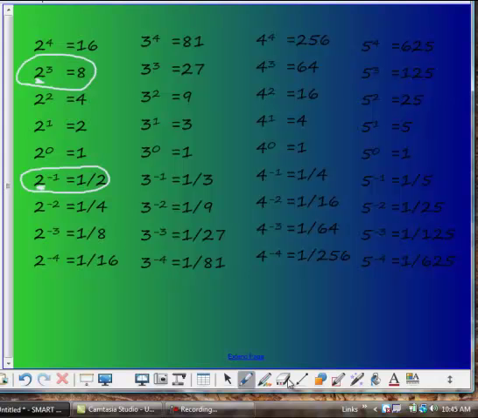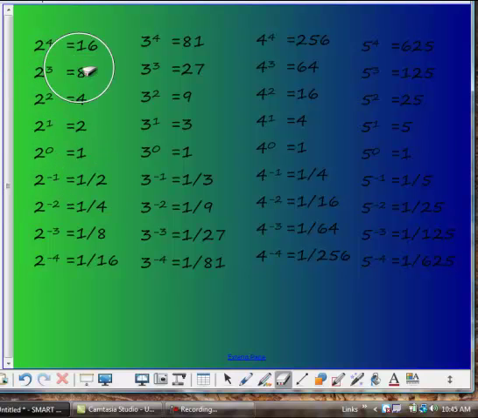Right. This is your lovely chart, which will help you immensely in the homework. If you know it, that's great. If not, write it down.